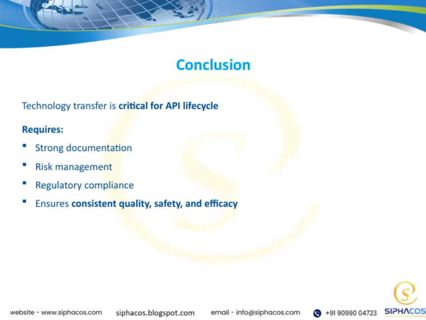So, in conclusion, technology transfer plays a truly critical role throughout the entire API lifecycle. It's not just a step, it's the backbone that ensures everything runs smoothly from development to manufacturing. To achieve this, strong documentation is essential, clear, detailed records that everyone can follow and trust. Risk management is also key. Identifying potential issues early helps prevent costly mistakes down the line.